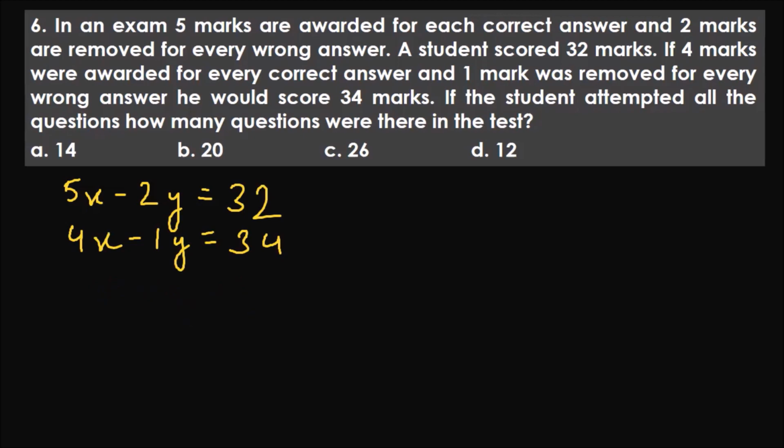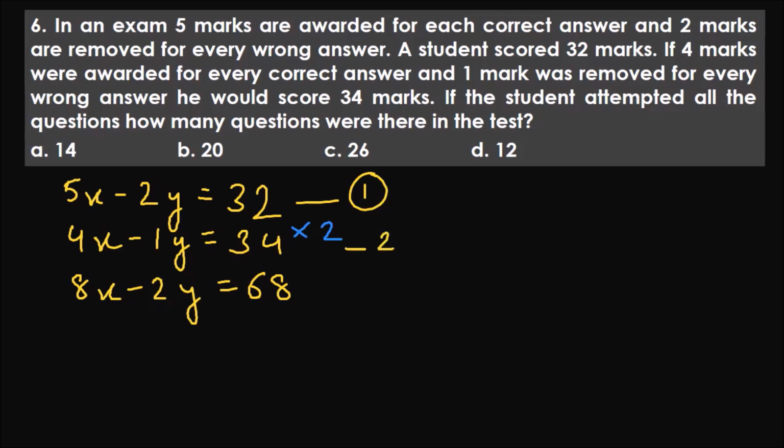Okay, awesome. So the best way to do this would be elimination method. The best way to do that would be to multiply the second equation by 2. So what do you end up getting? You have 8x minus 2y equals 68. So let this be equation 1, let this be equation 2, and let this be equation 3. So all you have to do now is equation 3 minus equation 1.